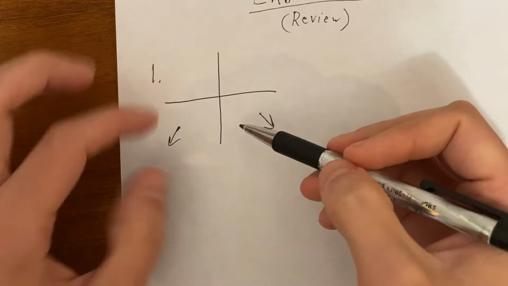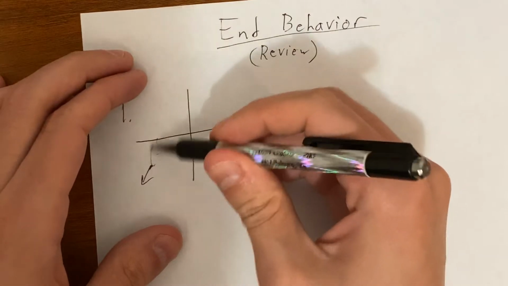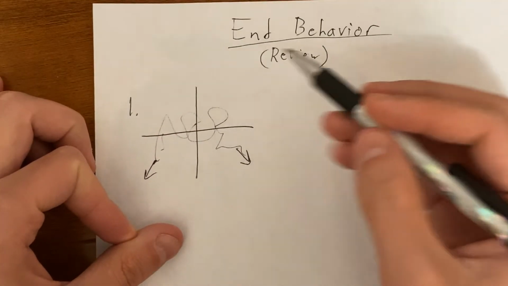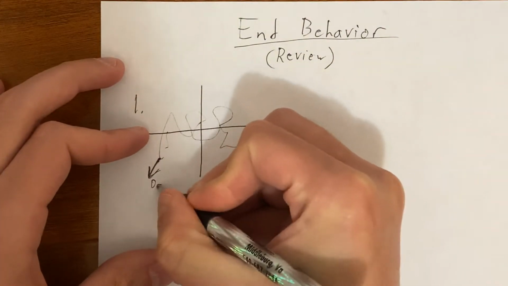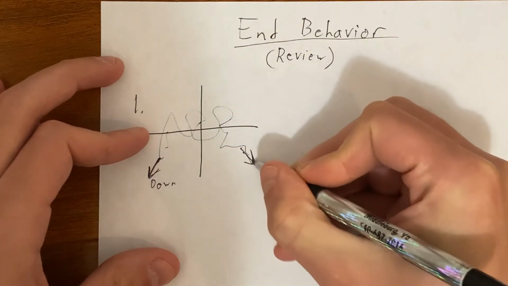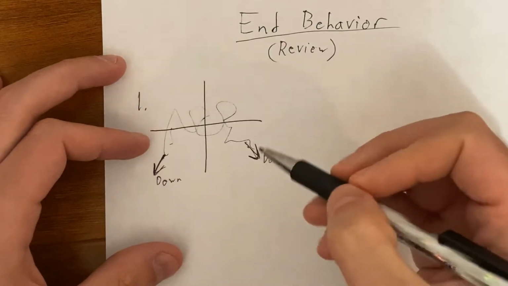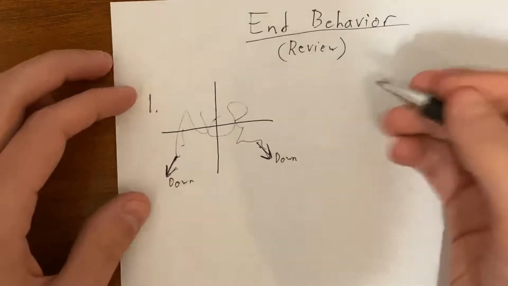Between these two sides on the left and the right, called the ends, is going to be something happening, and no one really cares what happens in the middle when you're talking about the end behavior. As you can see here, it is pointing down, and over here it is also pointing down. And that's really what the end behavior is all about. Which way is it pointing? It's pointing down, it's pointing down. And that's the end behavior.